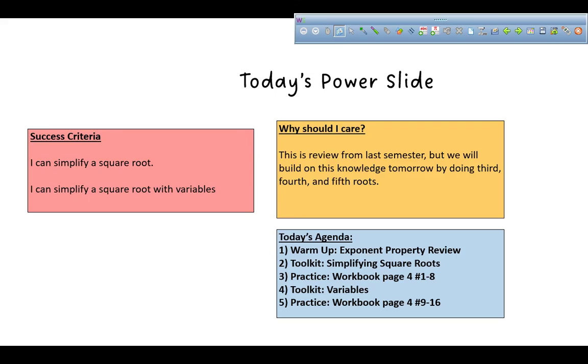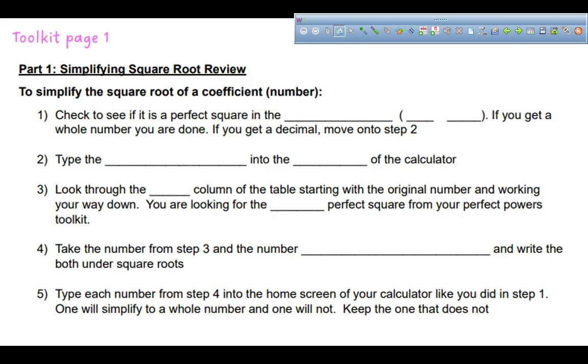Okay, so today we're going to focus solely on the x squared column because we're going to be looking at perfect squares. But when we look at 3rd roots, we'll look at the x to the 3rd column. When we do 7th roots, we'll look at the x to the 7th column. So you don't have to memorize your perfect squares. You did have to memorize them last semester, so you probably already know them. But we'll be looking at this x squared column today. So in your toolkit, this section is page 1. We're just going to fill in a few blanks to refresh our memory.